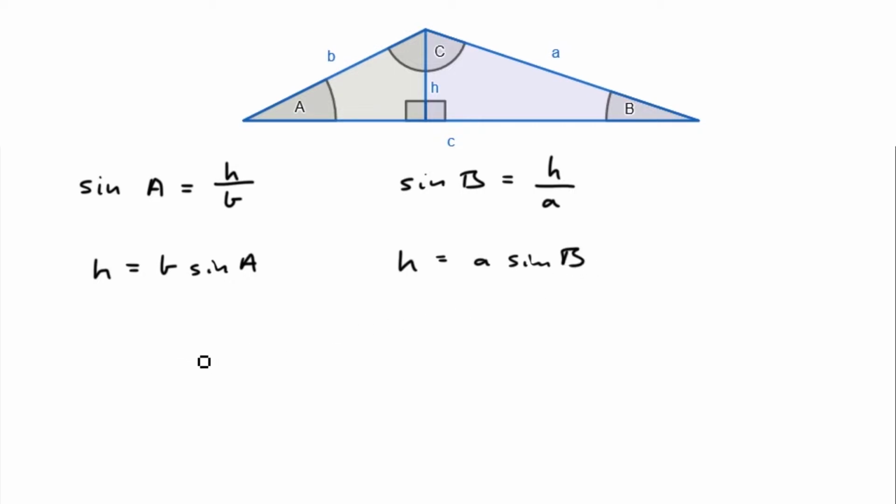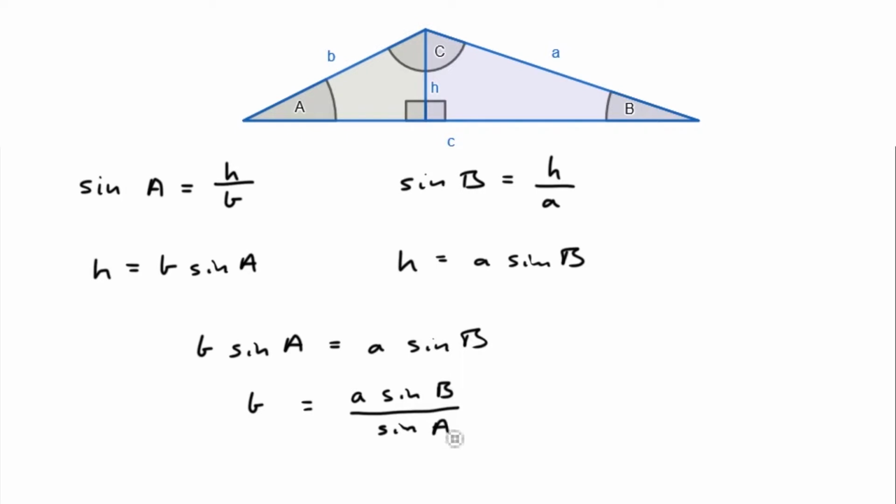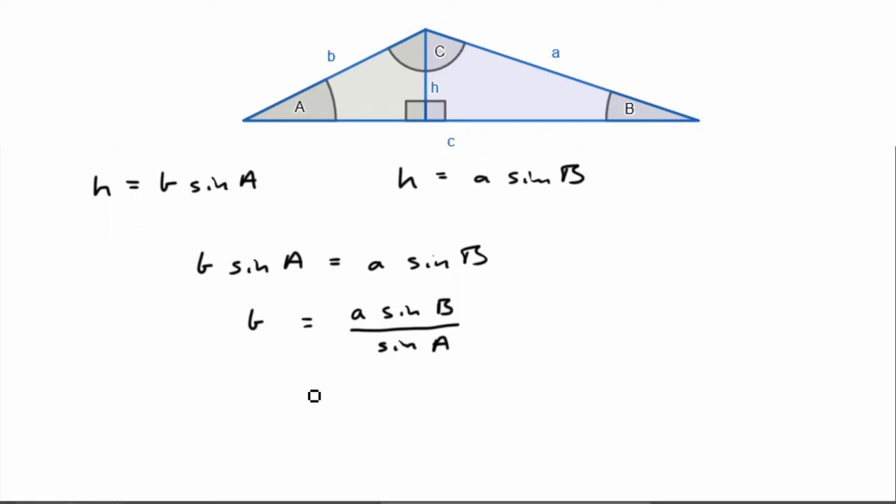So putting these expressions equal to each other, we have that b times the sine of A is equal to a times the sine of B. Dividing both sides of this by the sine of A, we have that little b is little a sine big B divided by the sine of big A. And finally, dividing through by the sine of B, we have that little b over sine B is equal to little a over sine A.